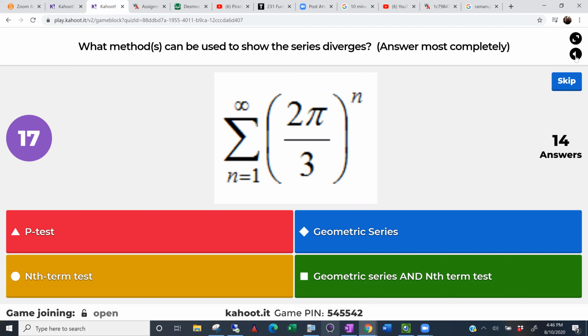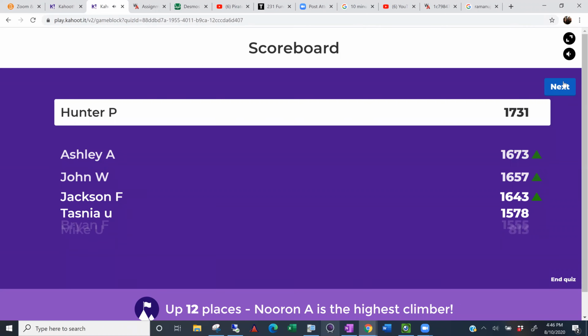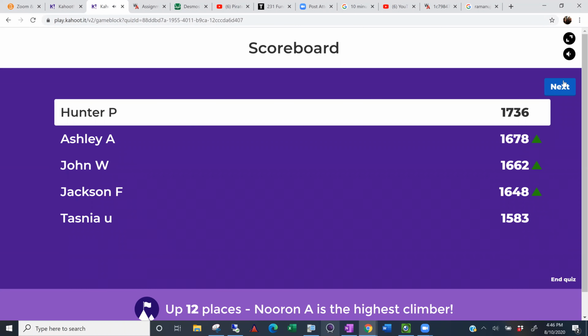Let's bring in the dramatic music. Five seconds, get your answers in. So the idea was to answer most completely. You could use the geometric series test and the nth term test to show that the series diverged. Hunter, still up at the top. All right, big changes on the leaderboard. Let's keep going.